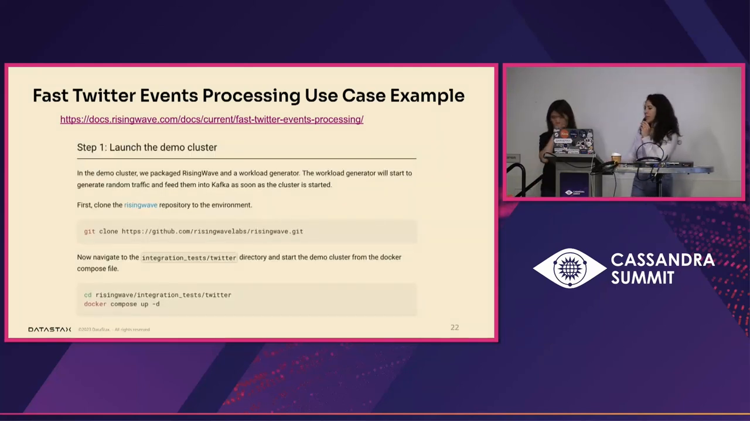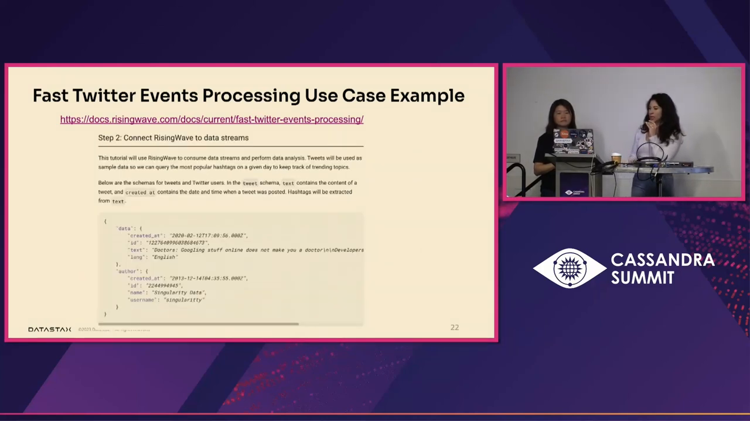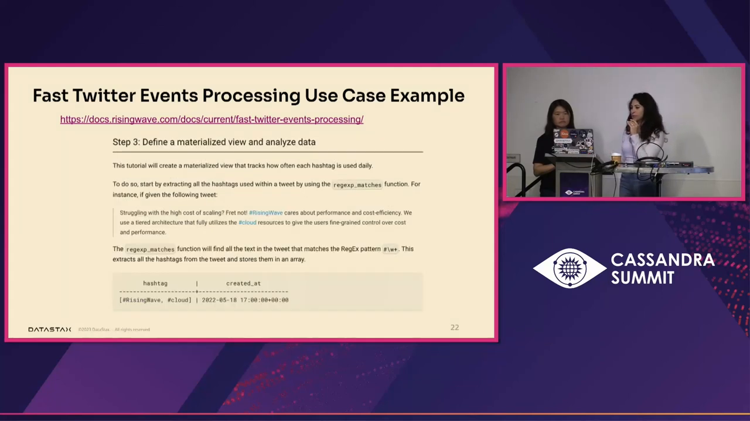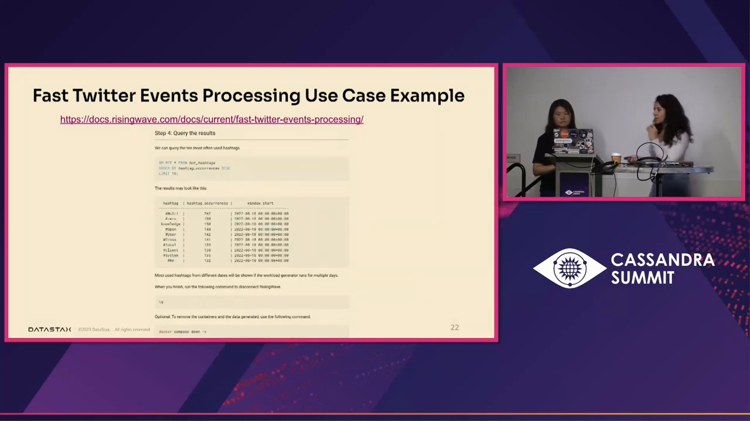The first step would be to launch the demo cluster. Again, a lot of things are chopped up; I just screenshotted pieces of each section, so if you want to see the whole thing, just go to that link. So you launch the demo cluster. Step two, you connect RisingWave to the data streams, whether you're using Kafka or Pulsar or whatever, multiple data streams if you want. Then you define a materialized view and analyze the data, and then you query the results. If you want to see the whole thing, you can just jump in there.